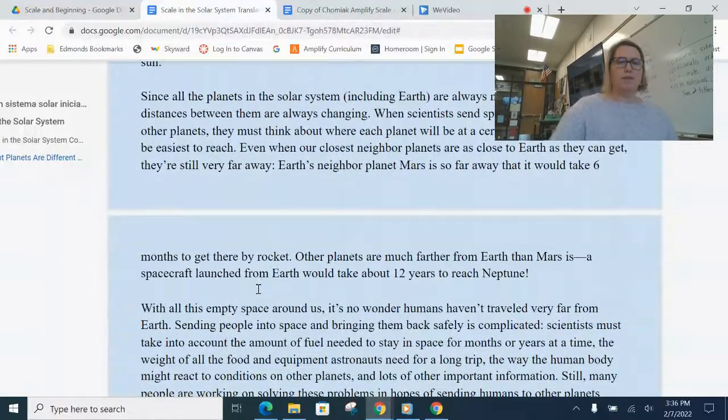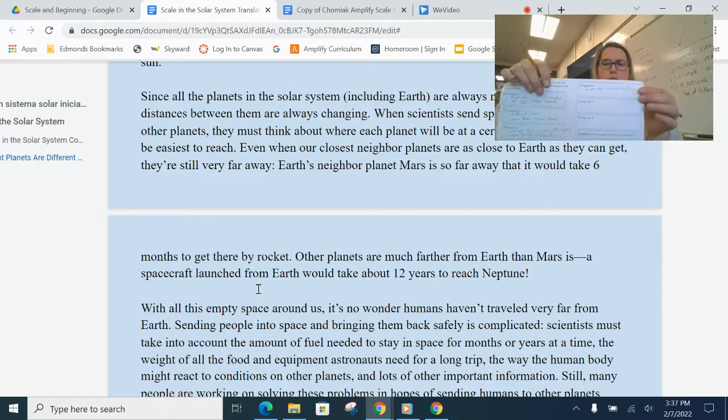Since all the planets in the solar system, including Earth, are always moving around the sun, the distances between them are always changing. Okay, I'm going to write that down. Distances are always changing. And my symbol for change is a triangle. That means delta. Changing, just change. So I wrote that like that.